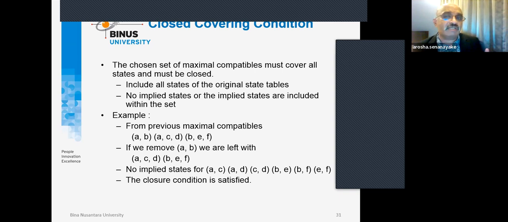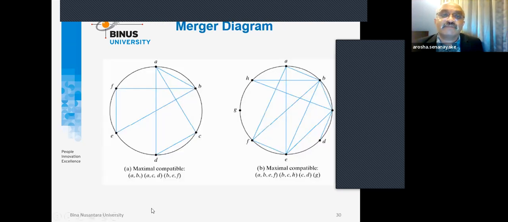But this cannot happen all the time. In this case it is possible, because you can see that we have included state A in the closed triangle, and B is also included in the closed triangle. So this is not a requirement. But in case we have a separate line, like in this case, G separately, then you have to put G.